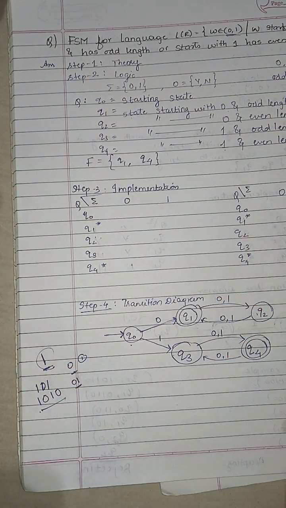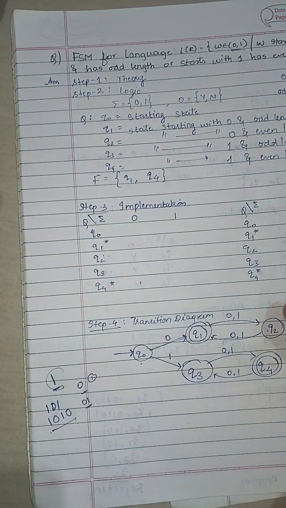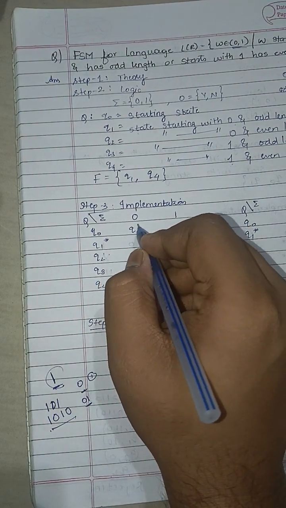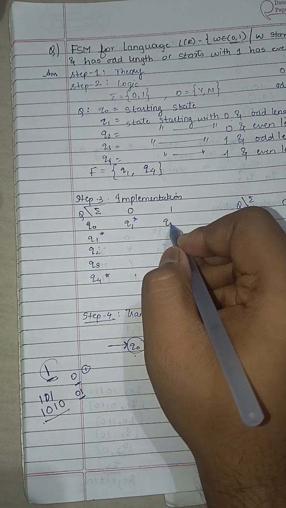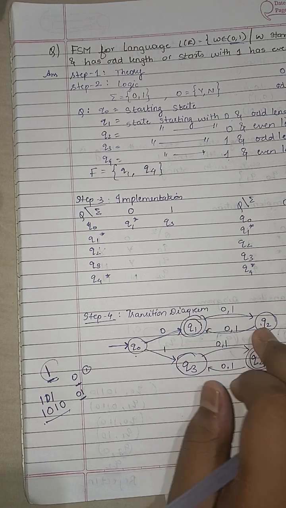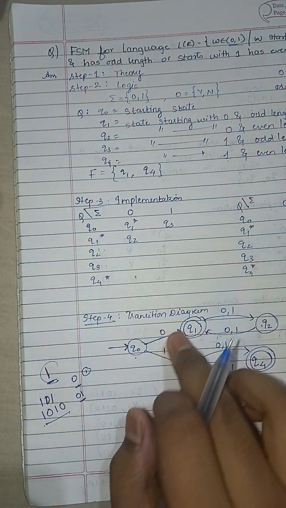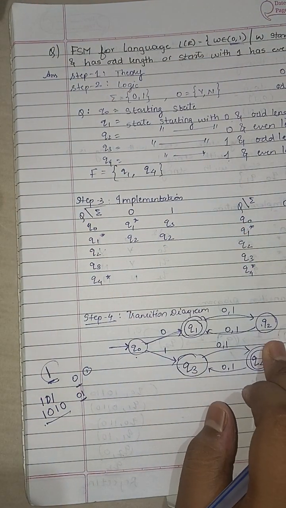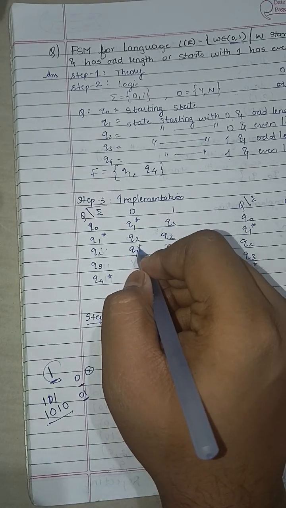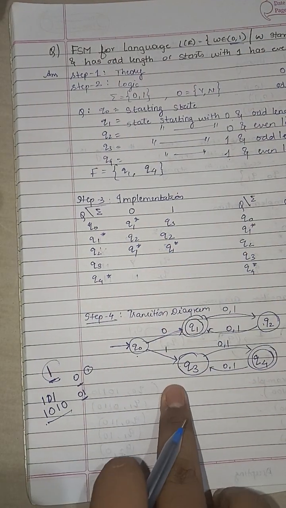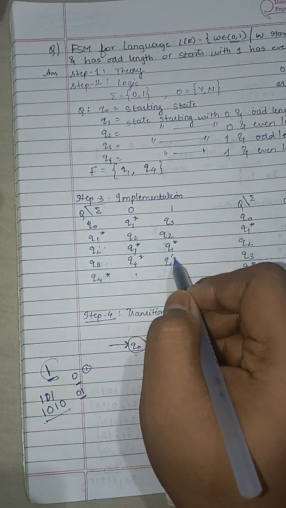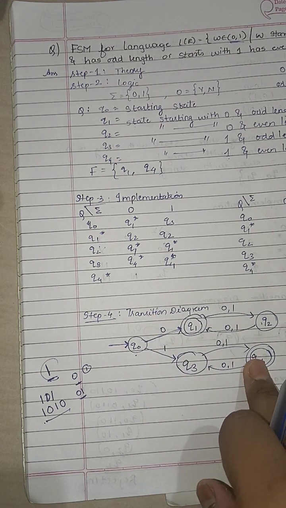Based on this, we will build our transition table, means state function table and machine function table. Q0 on 0 goes to Q1. Q0 on 1 goes to Q3. Q1 on 0 goes to Q2. Same, Q1 receives 1, it goes to Q2. Q2 receives 0 or 1, it goes to Q1. Q1 is the final state, I am marking it with a star. Now see, Q3 receiving 0 and 1 goes to Q4. Q4 receiving 0 and 1 goes to Q3.